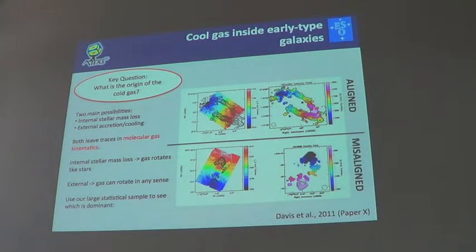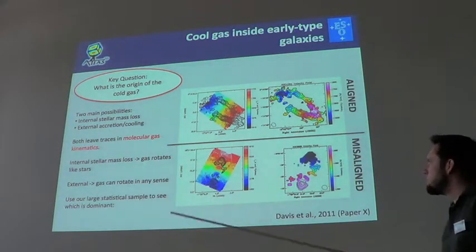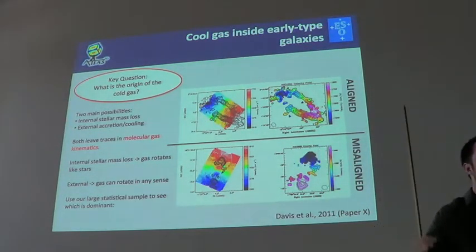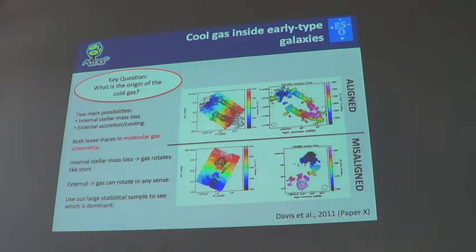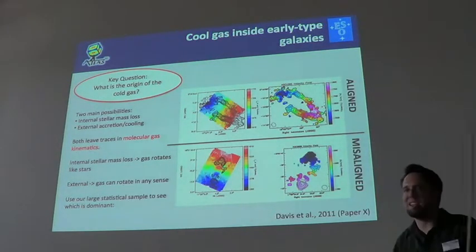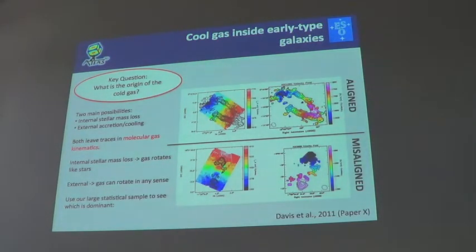And one of the ways we can find out which of these is happening is to look at the molecular gas kinematics, or any of the gas phases in fact, because they're all coupled. The internal stellar mass loss should rotate like the stars that formed it. It has to conserve more or less the angular momentum that it came off with. The external gas to first order can rotate in any sense it likes, because it's coming in from an external source unrelated to your host galaxy. So we can use our sample to see what's dominant.